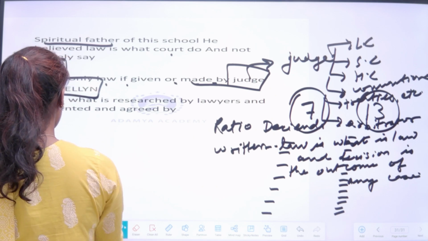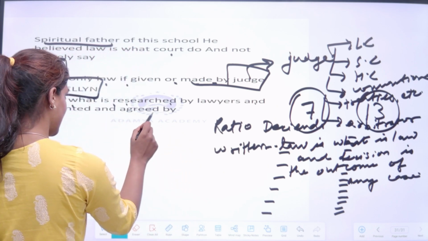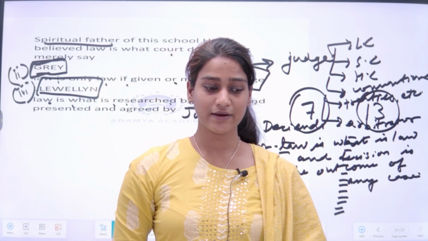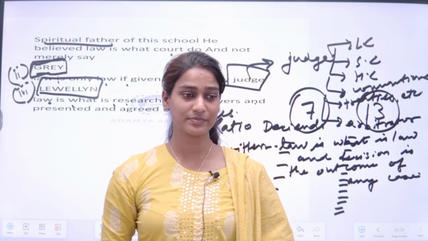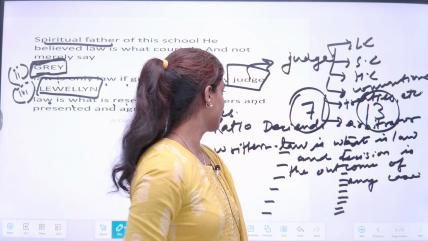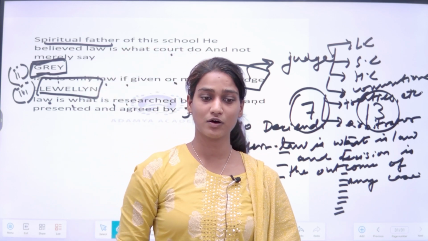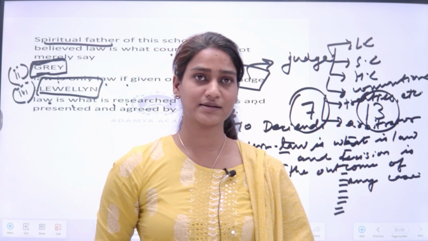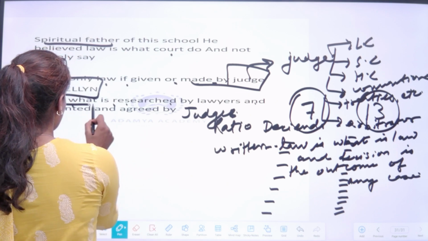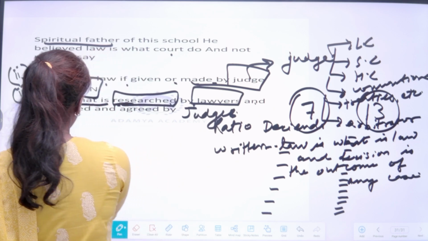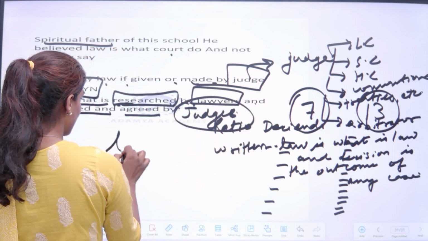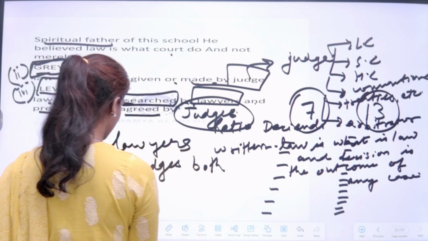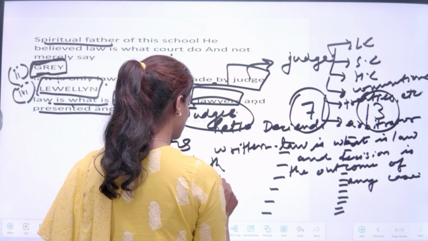Then what Llewellyn has to say in the realistic school: law is what is researched by lawyers and presented and agreed by judges. So it's not that only judges make law. Before judges make law, how do they come to know that this fact is relevant or not relevant, or what are the prevalent circumstances which have made the case come into the picture? This is all discussed by the lawyers. Lawyers point out deficiencies as well as the circumstances which have led to a particular case, and they discuss with their clients and point out the conditions. So law is what is researched by lawyers and presented and agreed by judges. Both have a role to play in lawmaking or judicial decision.